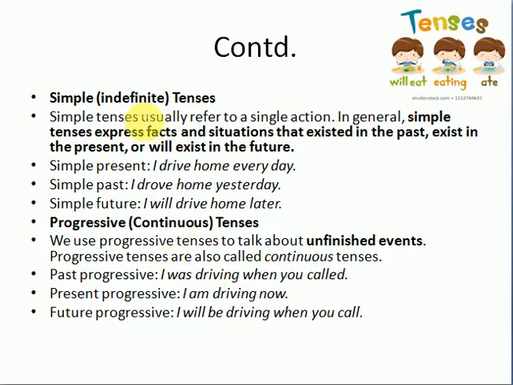Simply, there is a simple tense. This is called the indefinite tense. And in all types, in present and past and future, this indefinite or simple aspect is used to express facts and situations that existed in the past, that exist in the present, or that will exist in the future. Like I drive home every day, the simple present, the present indefinite. In past indefinite, it will be I drove home yesterday, and in future indefinite, it will be I'll drive home later.